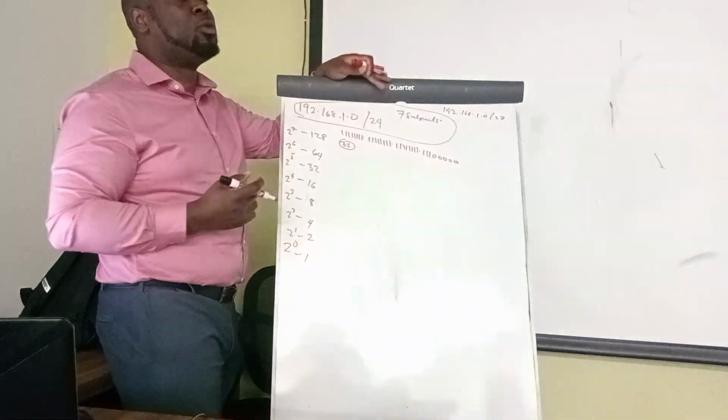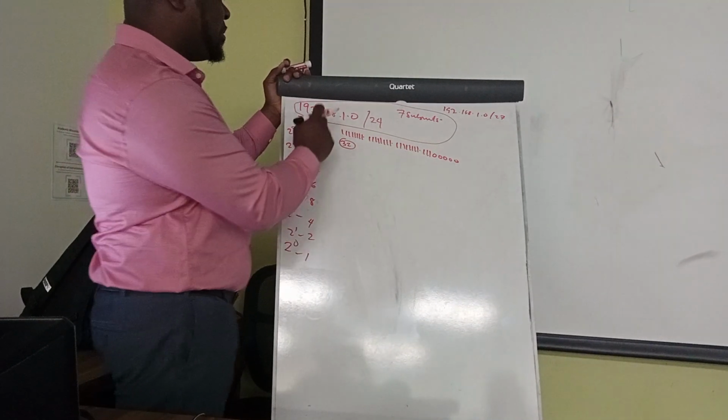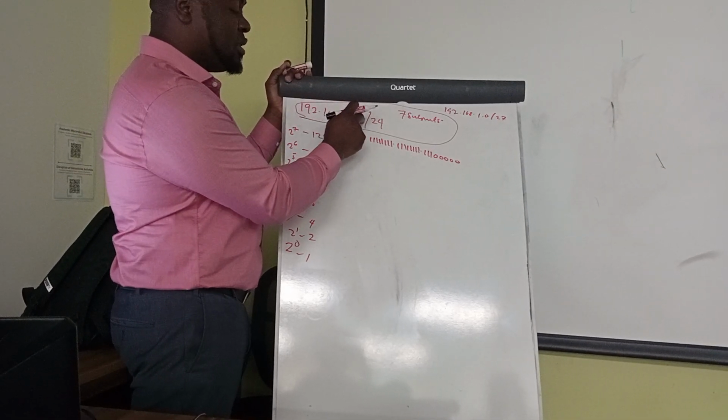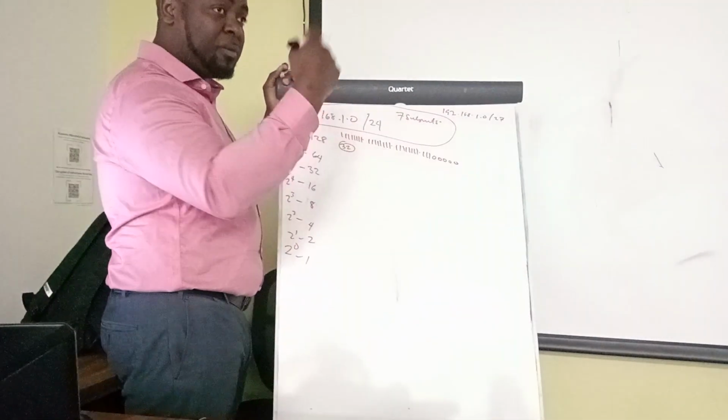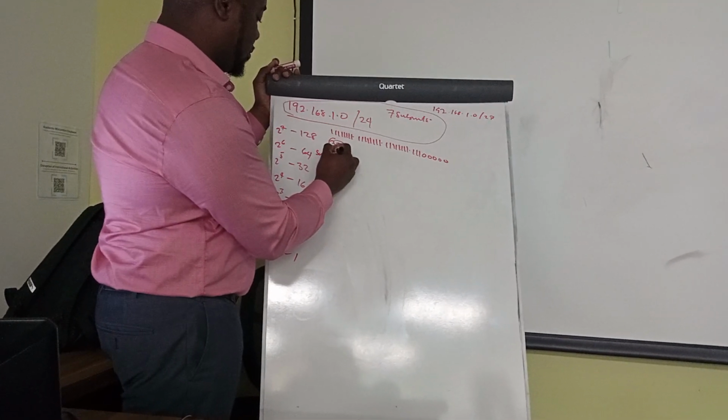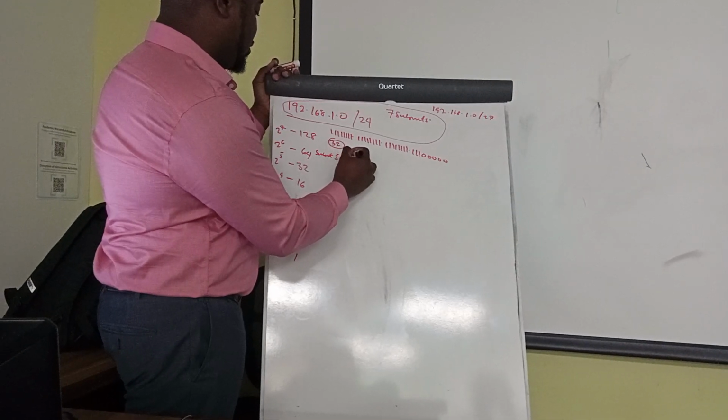Now, how do we write out the subnets? Let's start from the first one. The very first subnet will be 192.168.1.0. So the same address they gave you will be your first subnet. So our subnet 1 will be what?